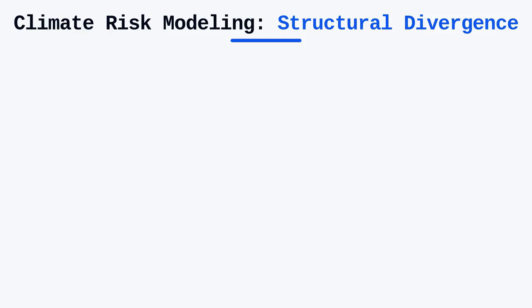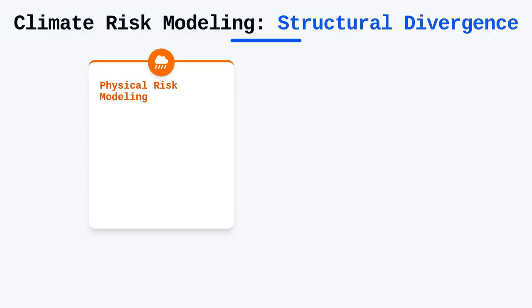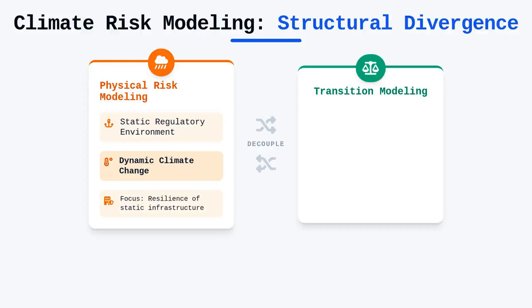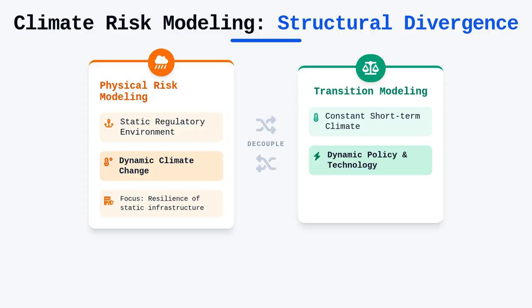The structural assumptions underlying these two types of scenarios diverge significantly because they serve separate strategic use cases. When we model physical risks, we assume a largely static regulatory environment but a highly dynamic climate, forcing us to consider the resilience of static infrastructure. Conversely, transition modeling assumes a constant level of climate change in the short term, but a highly dynamic regulatory and technological landscape. This means that a transition model is more sensitive to legislative changes, like a sudden hike in carbon pricing, than to the minute fluctuations in global average temperature expected in the next few years.